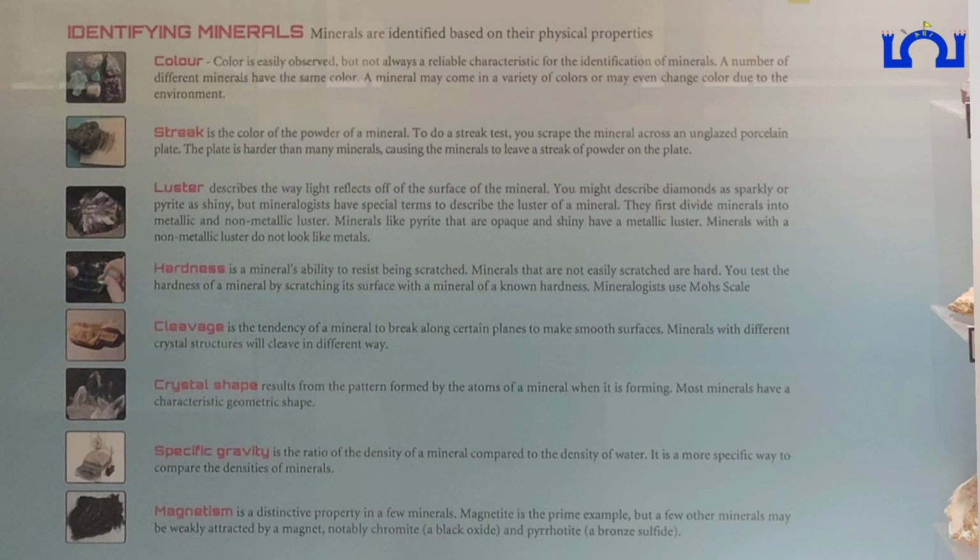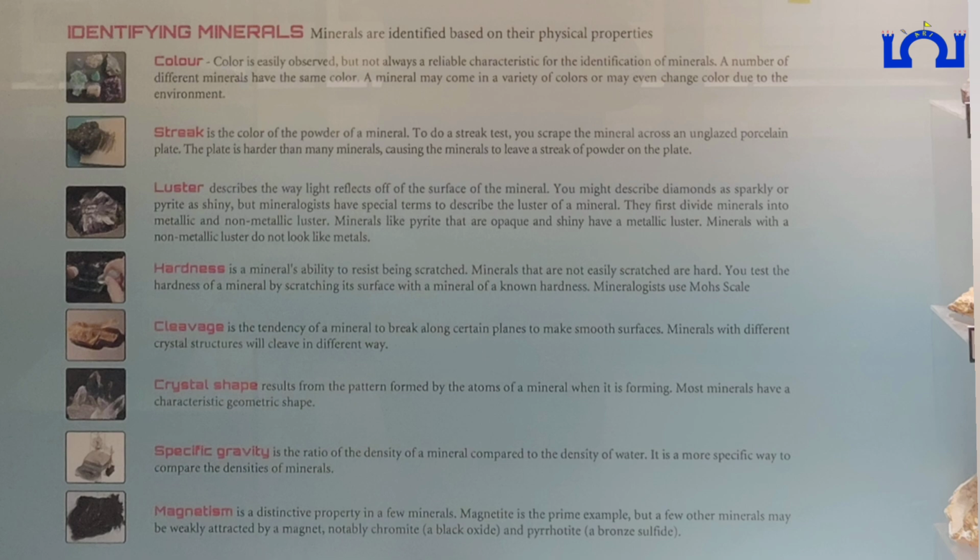Then comes hardness, a mineral's ability to resist being scratched. Minerals that are not easily scratched are hard. You test the hardness of a mineral by scratching its surface with minerals of known hardness, and it is described on the Mohs scale. Then comes cleavage. It is the tendency of a mineral to break along certain places to make smooth surfaces. Crystal shape results from the pattern formed by the atoms of minerals when they are forming.